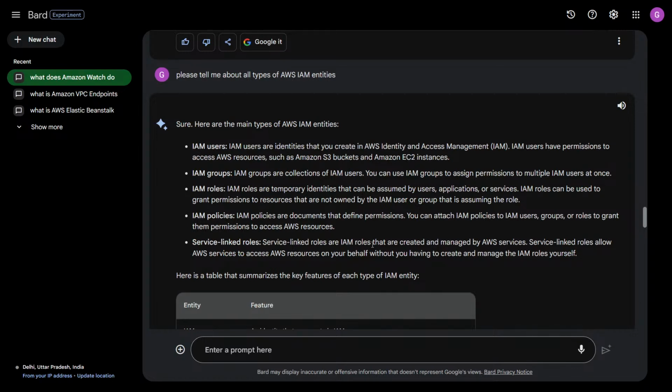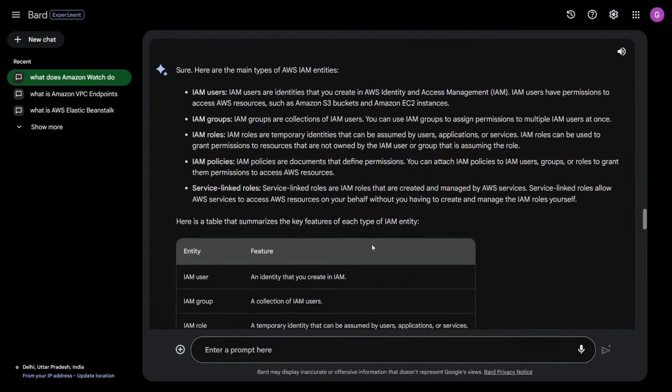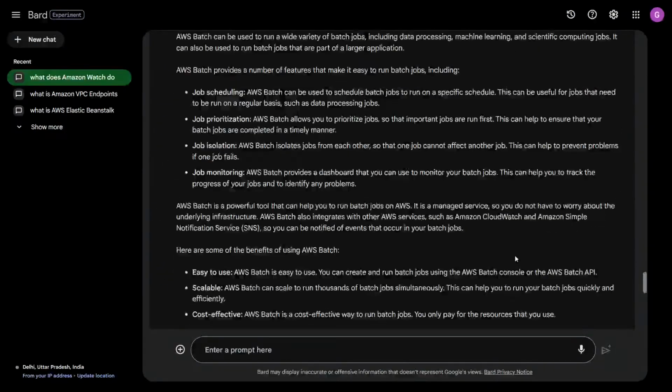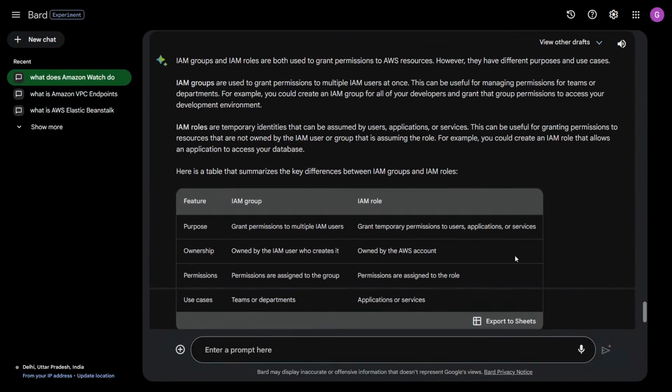IAM roles are temporary identities that can be assumed by users, applications or services. They can be used to grant permission to resources that are not in IAM. IAM policies are documents that define the permissions. I can attach them to a user, to a group, to a role. Service linked roles are created by an identity that can include IAM, a collection of users, a temporary identity that can be assumed. Let's see. IAM group is used for granting permission, and IAM role is for temporary stuff.